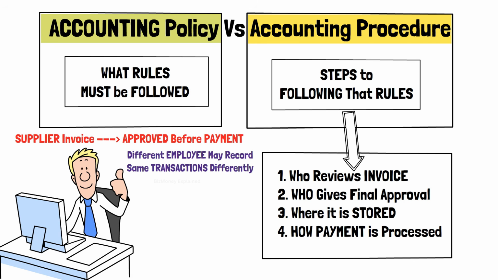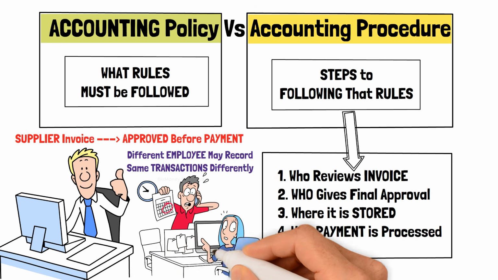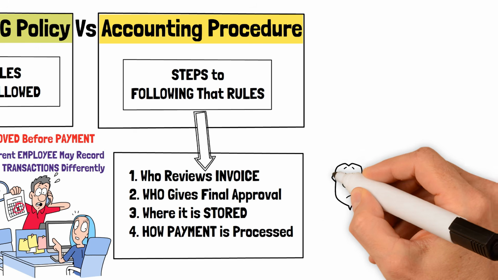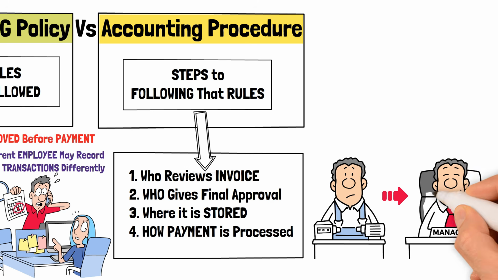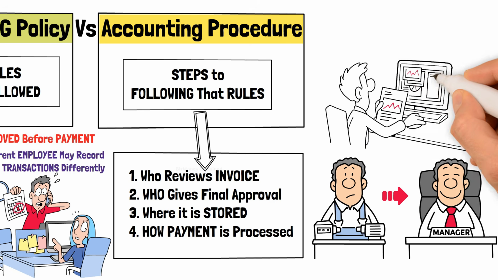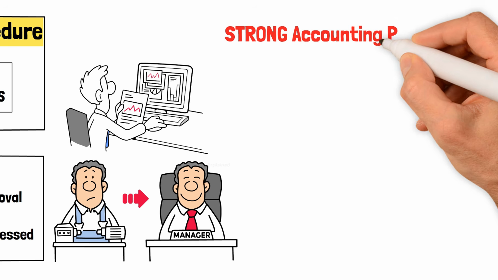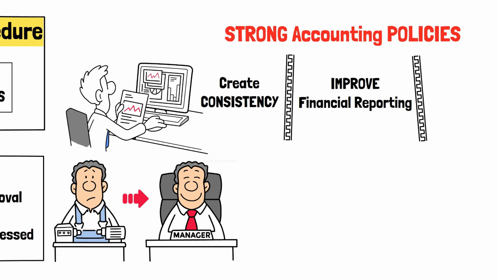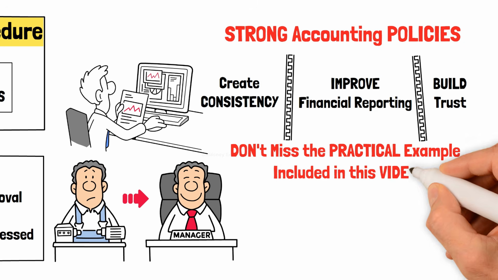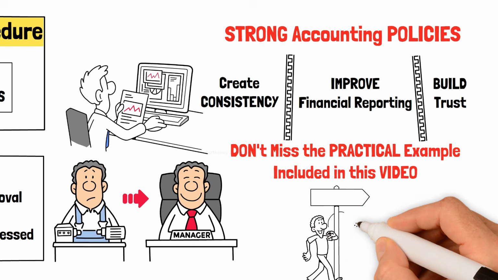Without accounting policies, different employees may record the same transaction differently. One accountant might recognize revenue immediately, while another waits until delivery. One manager may approve large purchases without documentation, while another requires written authorization. Over time, these inconsistencies create inaccurate financial statements, confusion, and unnecessary risk. Strong accounting policies eliminate guesswork. They create consistency, improve financial reporting, and make it easier for business owners to trust the information they use when making important decisions. Also, make sure that you don't miss the practical business example included in this video.